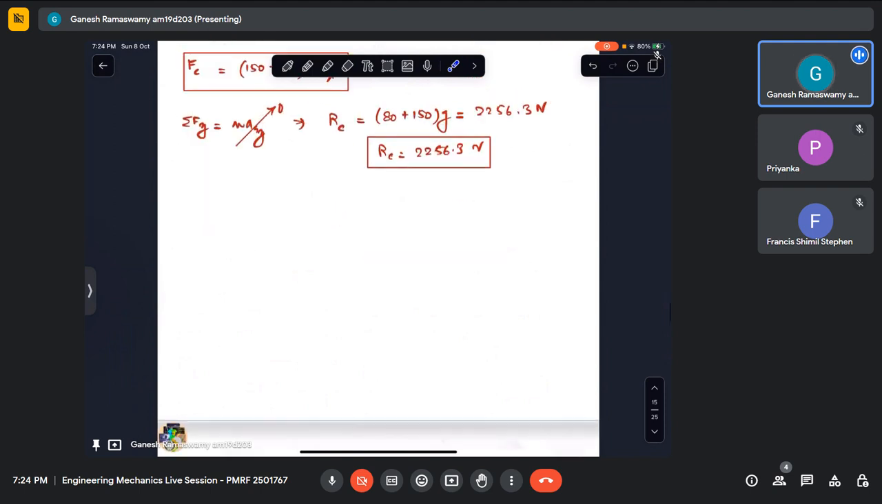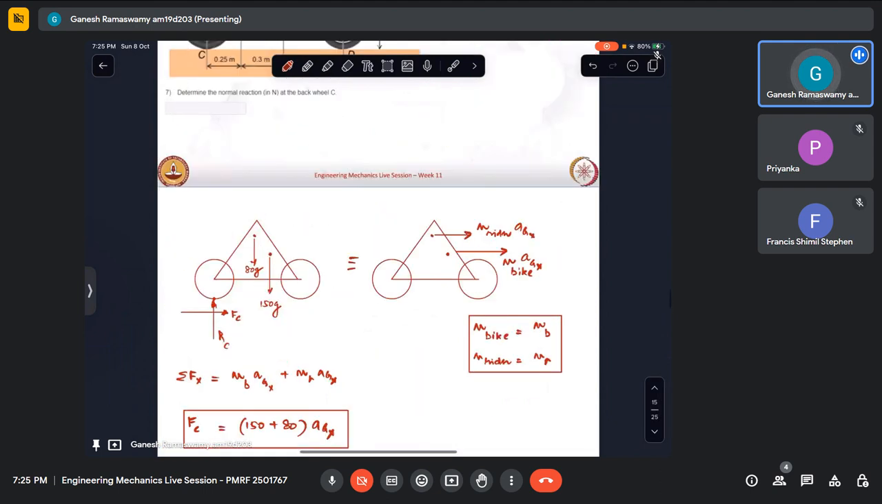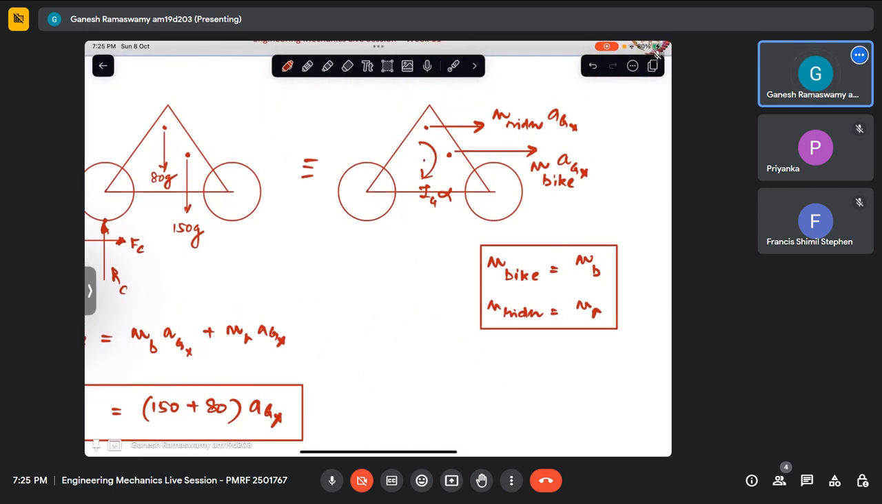So let me take moment about the convenient point C is equal to Ig of the system into alpha of the system. But this is not all. Since I am not taking about its G, see, this is Ig alpha. Now, since I am not taking about G, these kinetic components will also have a rotational effect there, in addition to this Ig, which happens to be 0 in this problem. So what will that be?